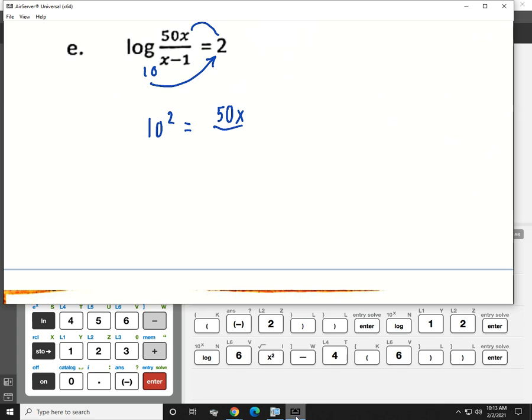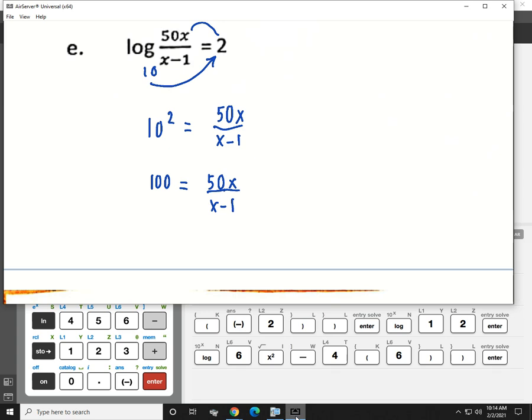50x over x minus 1. All right. So 10 squared is 100, and that equals 50x over x minus 1. Now, there's a couple of good ways you could do this problem. I'm probably going to go back to the one that you guys are most familiar with. Okay. Here's the way I do it.